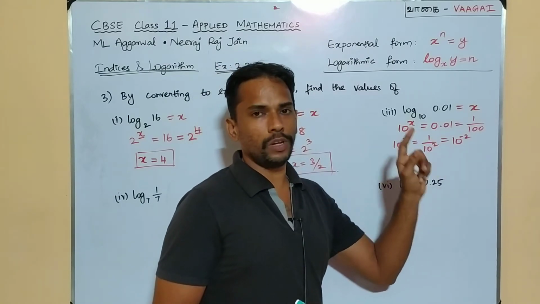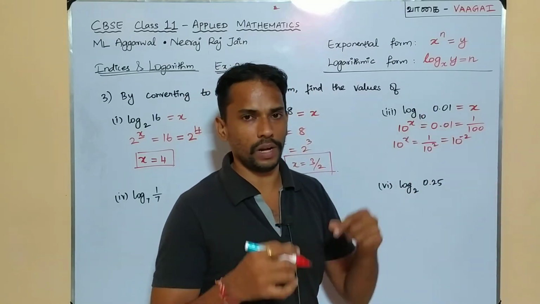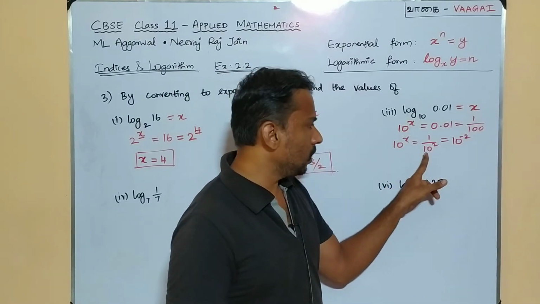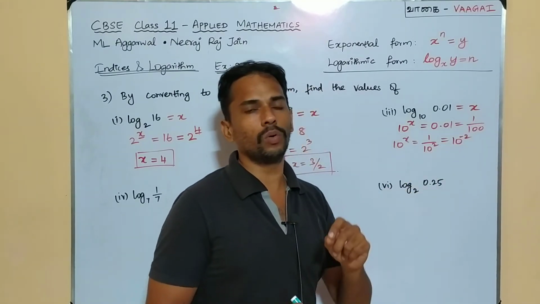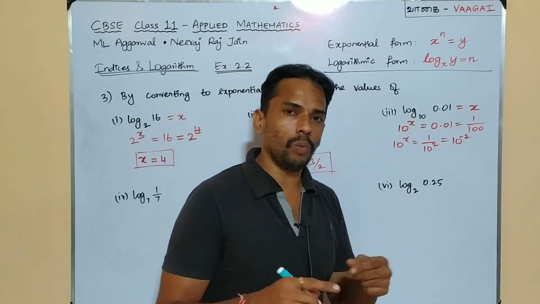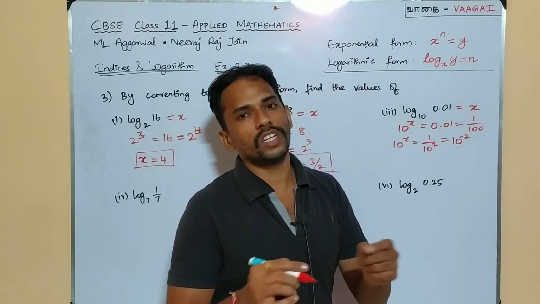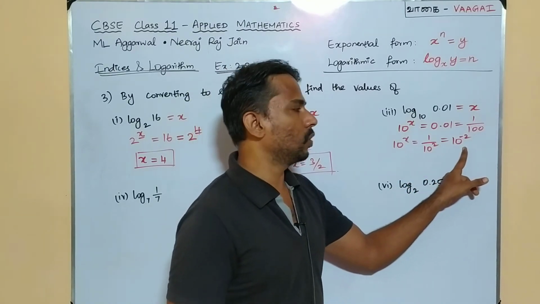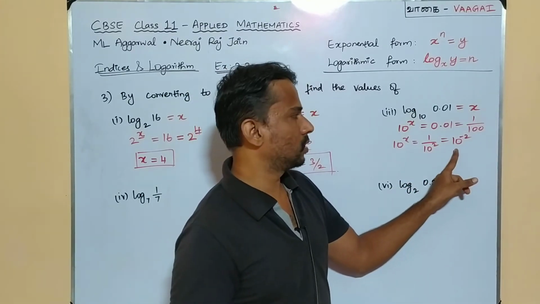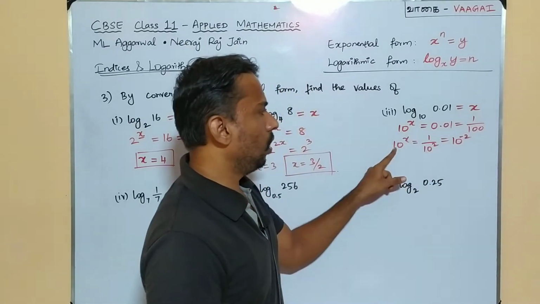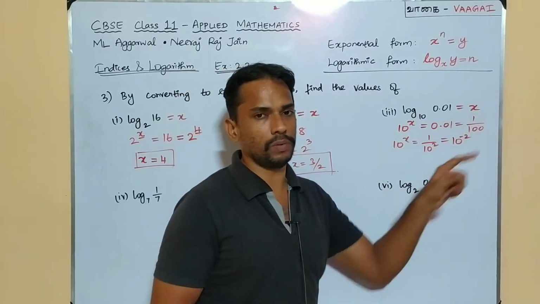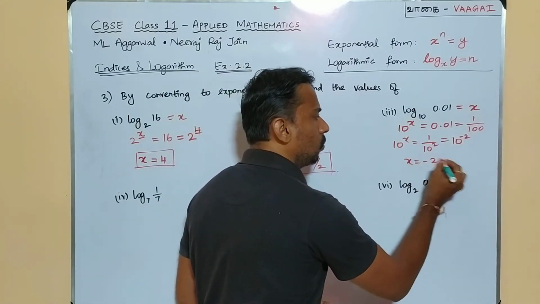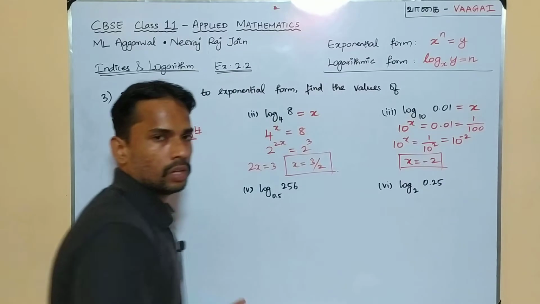We initially got 0.01, which I turned into a fraction, 1 by 100. That 1 by 100 I wrote as 1 by 10 square, and then took the 10 to the numerator position. So when you take the reciprocal, the power will change its sign. Here we got 10 to the power 2, it is +2. Now when I take it to the numerator, it becomes 10 to the power -2. Now all we have is 10 to the power x is equal to 10 to the power -2. Now we can very easily compare the powers and get the answer as x is equal to -2. And that's the answer for our third question.